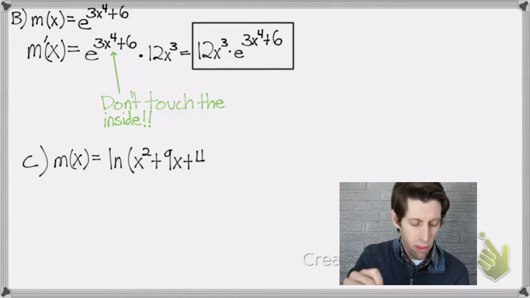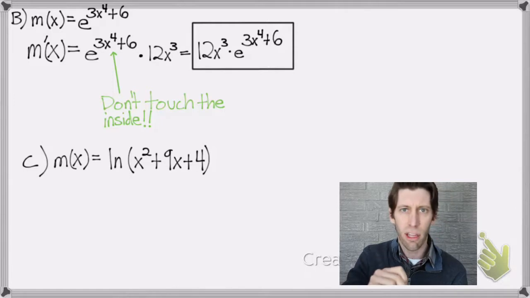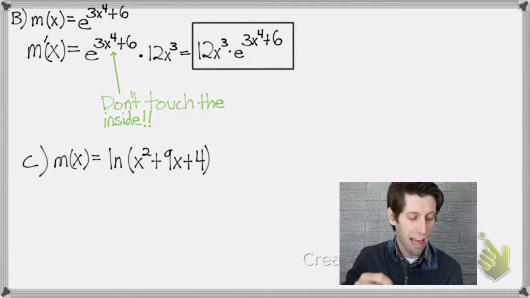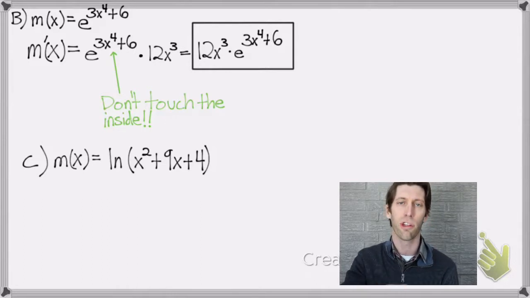Now, what you should do at this point is take a look at the third part of this example. In this case, the function m of x is ln of x squared plus 9x plus 4. Try to differentiate it yourself. Pause the video at this point and give it a shot. Once you're through the problem, unpause the video and watch the solution that I give for this problem.